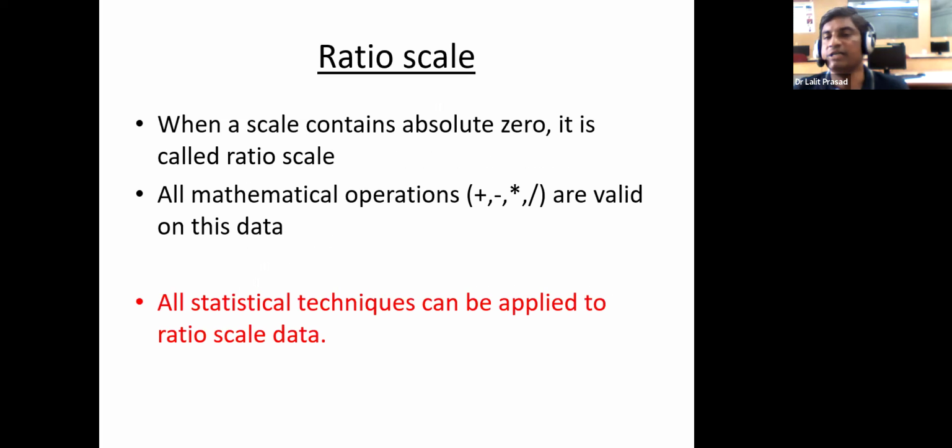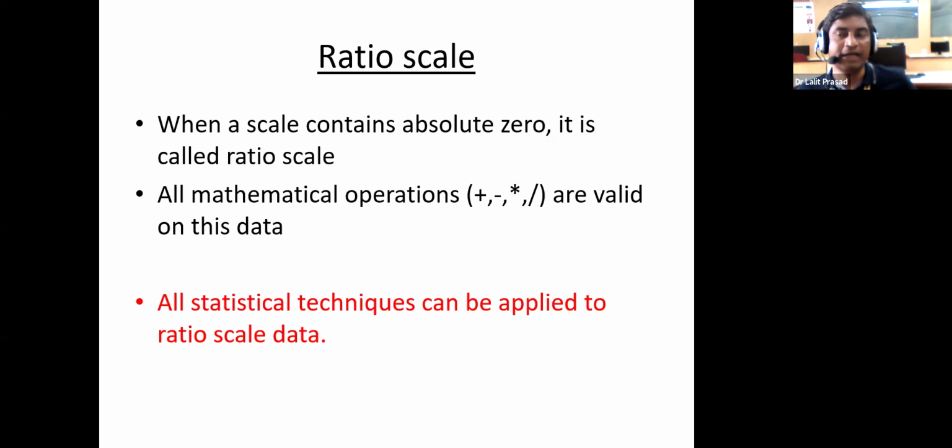Then the last one is the ratio scale. When a scale contains absolute 0, 0 means 0. It is known as absolute 0. There will be no negative value. So all types of mathematical operations you can do: plus, minus, multiplication, division, means ratio, everything. So if we have ratio scale data, it is always better. You can do all types of analysis and find the result. And in the below part, also in red color, you can see all statistical techniques can be applied to ratio scale data.